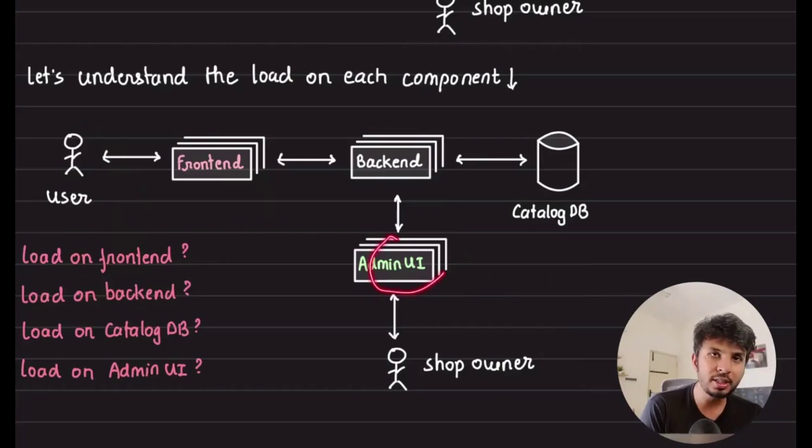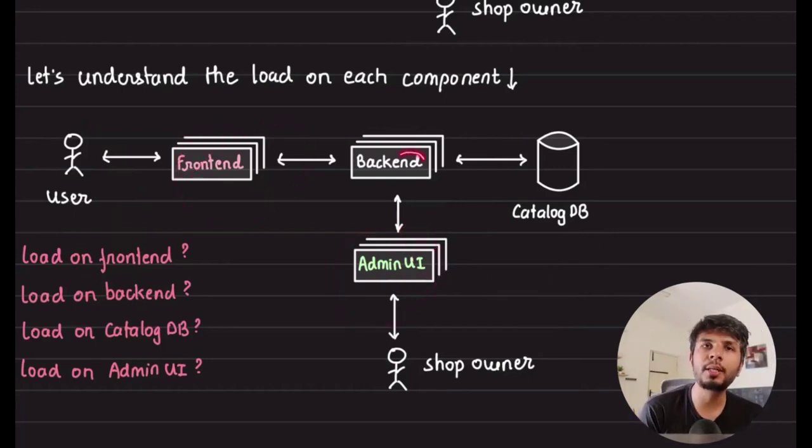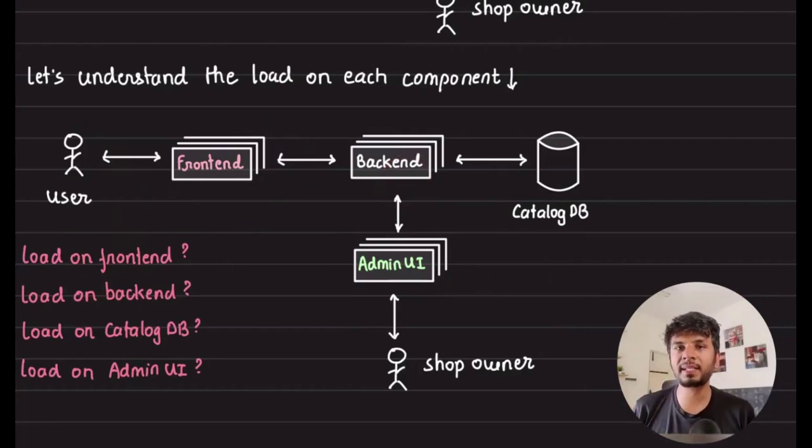Okay, so the load on this is too little, but still for high availability, we are putting a load balancer and one server behind it. So this is set up, this is set up. Now let's understand the load on the backend. Backend would have pretty decent load, right? Given that, now what would happen? We would need to scale backend.